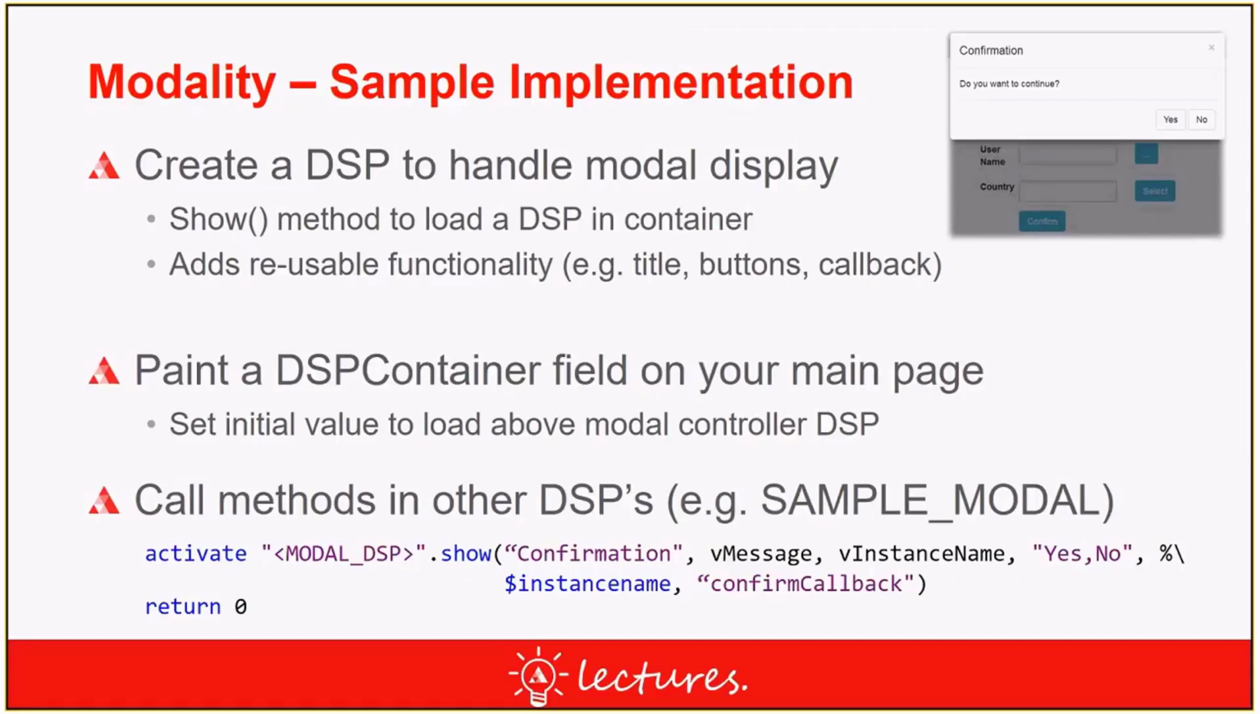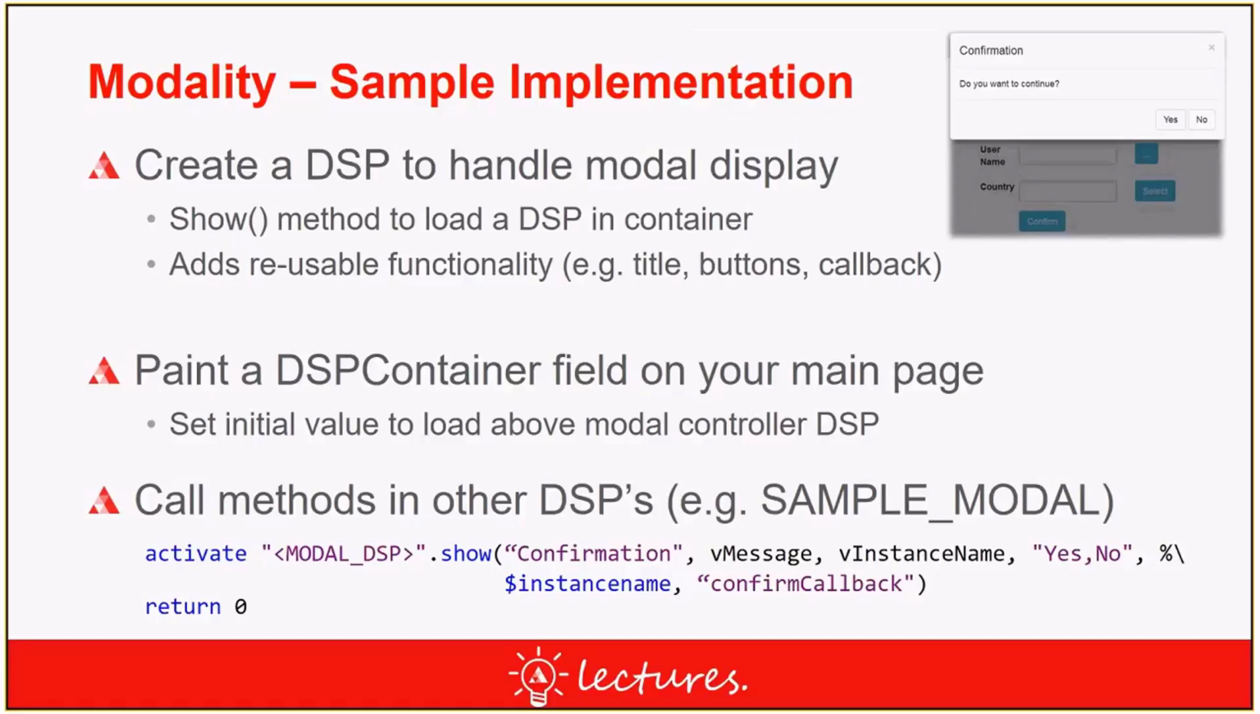So how did I build that? Fairly straightforward, really. I created a DSP to handle modal display. I didn't actually have to do that. I could have loaded it straight into a container on the main form, but what I wanted to do was add some extra functionality, things like a title, messages and so on, buttons, and a callback, so that if you actually click on a button, it would automatically call some supplied code. And I thought you'll want to do that again and again, so there's no point in me implementing this on every form that I actually build. I'll just do a container to do it. So that's what I've done. There's a DSP called boot modal in there that does this, and you'll see this soon.